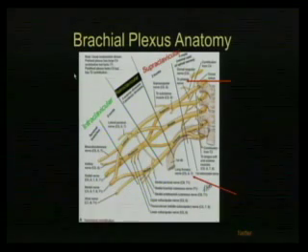Another Gray's or Netter's picture here showing the relationship of some of these muscles, like the anterior scalene, which will be really important as a landmark, and how the phrenic nerve lies on top of that. And again, the relationships between all these brachial plexus structures, there's just a lot of important structures in this region.